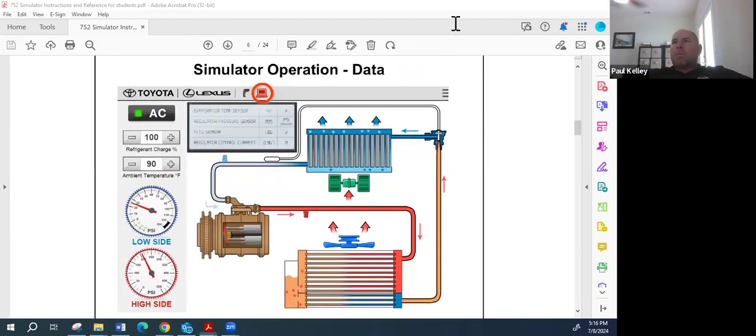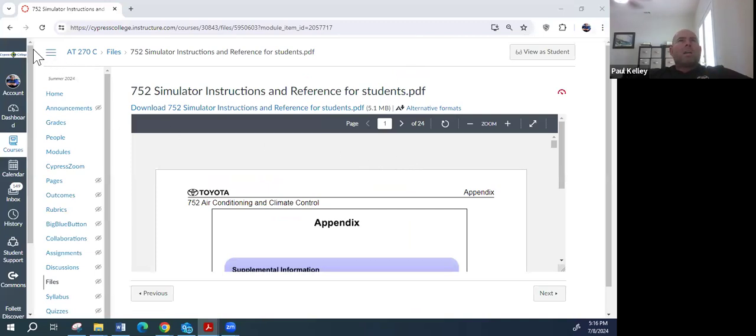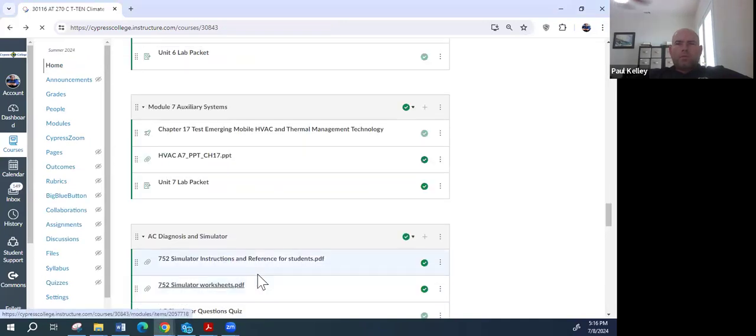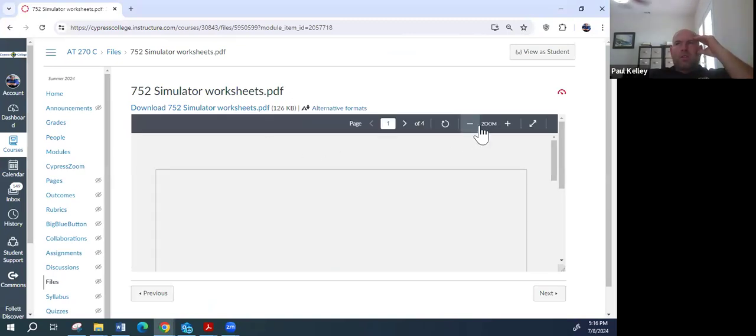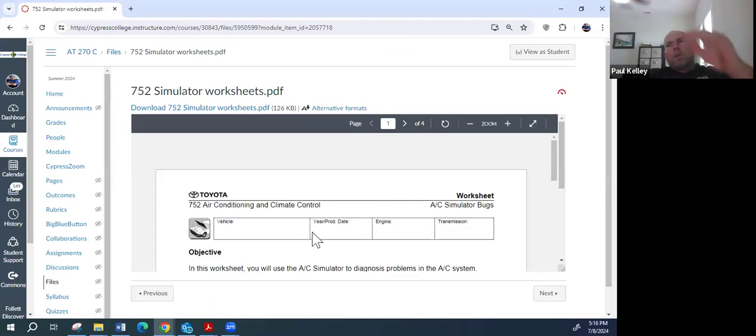Our next step, so you're going to download that. Our next step is going to be to download the actual worksheets right here, and it's in order. You go here and it says to download the worksheets, you can download them. Because I have them, I'm going to go ahead and pull them up.